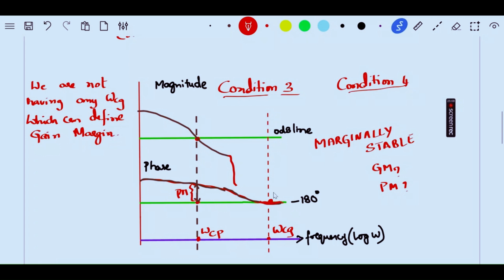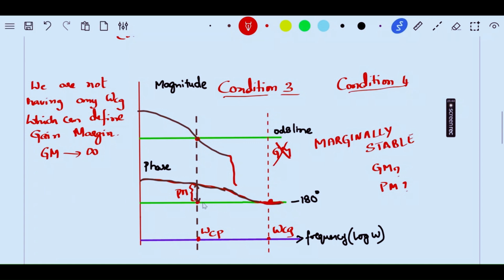We have marked omega Cg which is related to the minus 180 degree point on the phase plot. But unfortunately, when we see vertically upwards, we don't have any magnitude plot crossing this line. So therefore, there is no gain margin at all. We are not having any omega Cg which can define gain margin. So we consider, in this case, gain margin to be infinity. Keep that in mind. When we don't have any omega Cg which can define gain margin, then we consider such gain margin to be of infinite value.